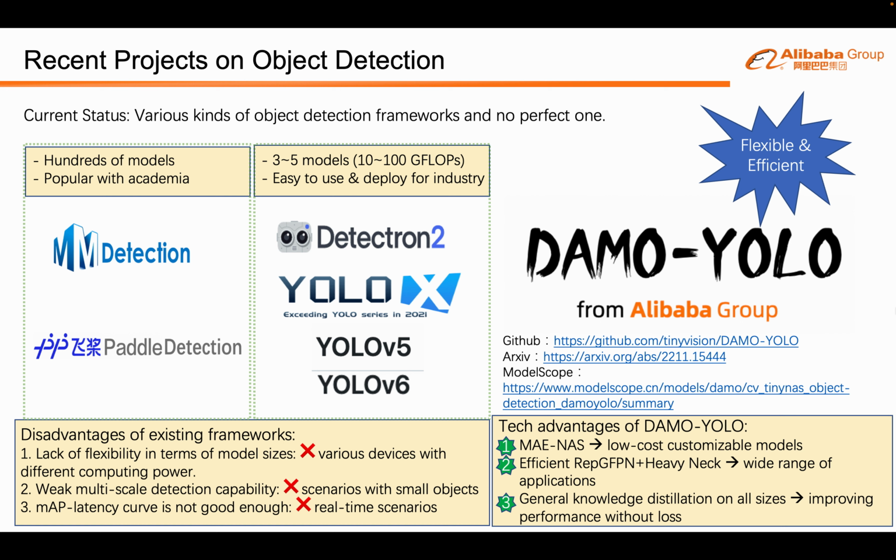Number two, combined with the efficient RepGFPN and the heavy neck paradigm proposed by our team, DAMO-YOLO has excellent multi-scale detection capability, which brings a wide range of applications. Number three, we propose a general knowledge distillation method on models of all sizes to improve the performance of the whole series of models without any loss.